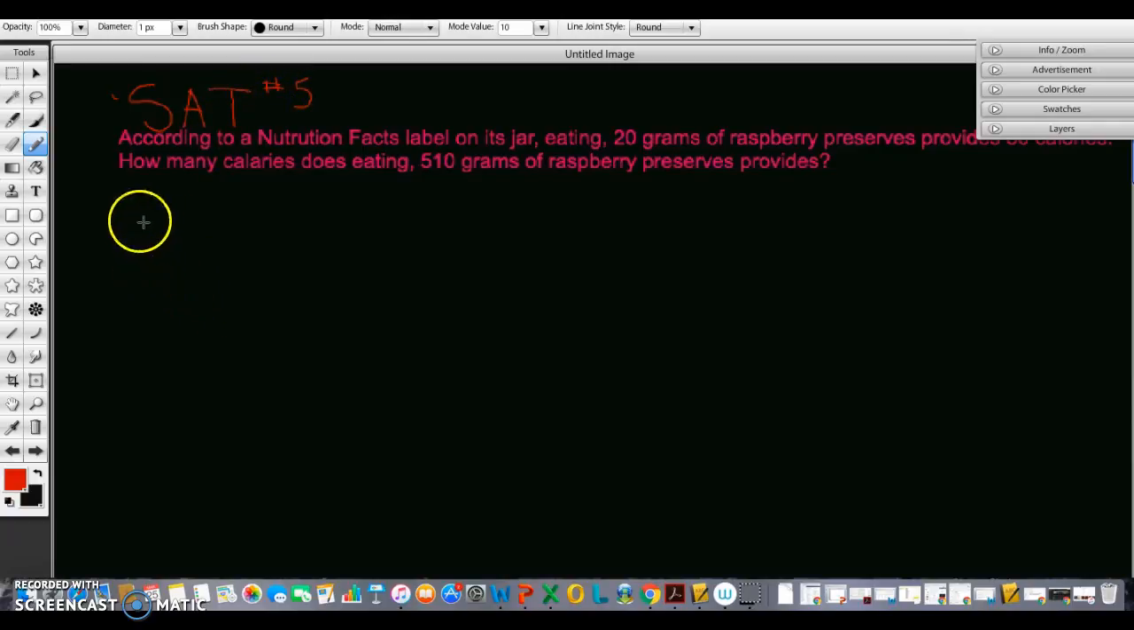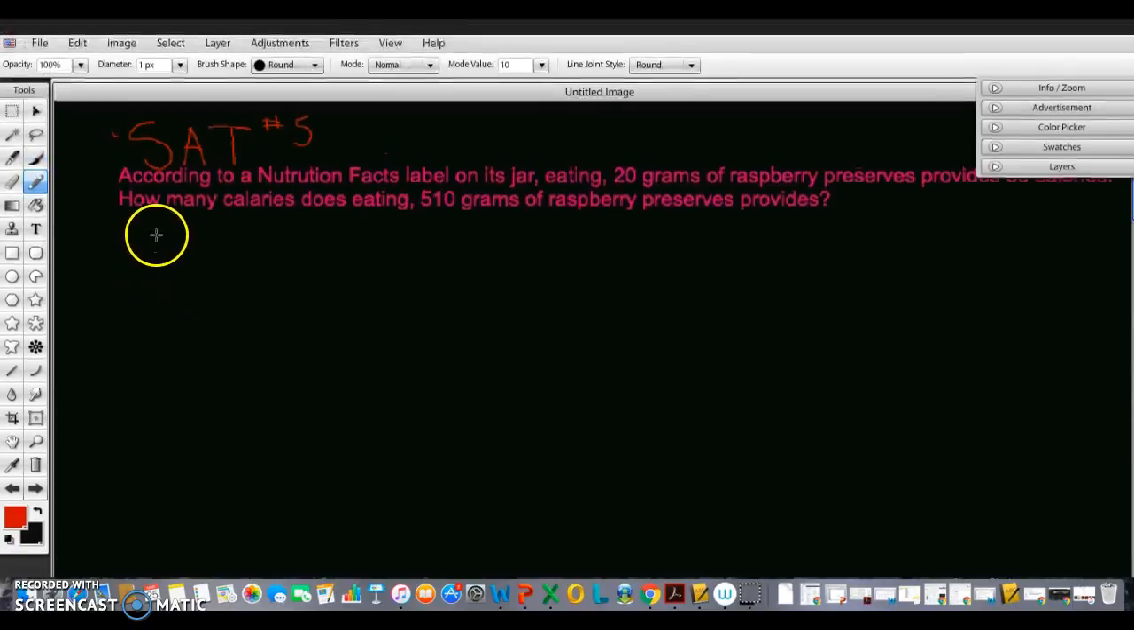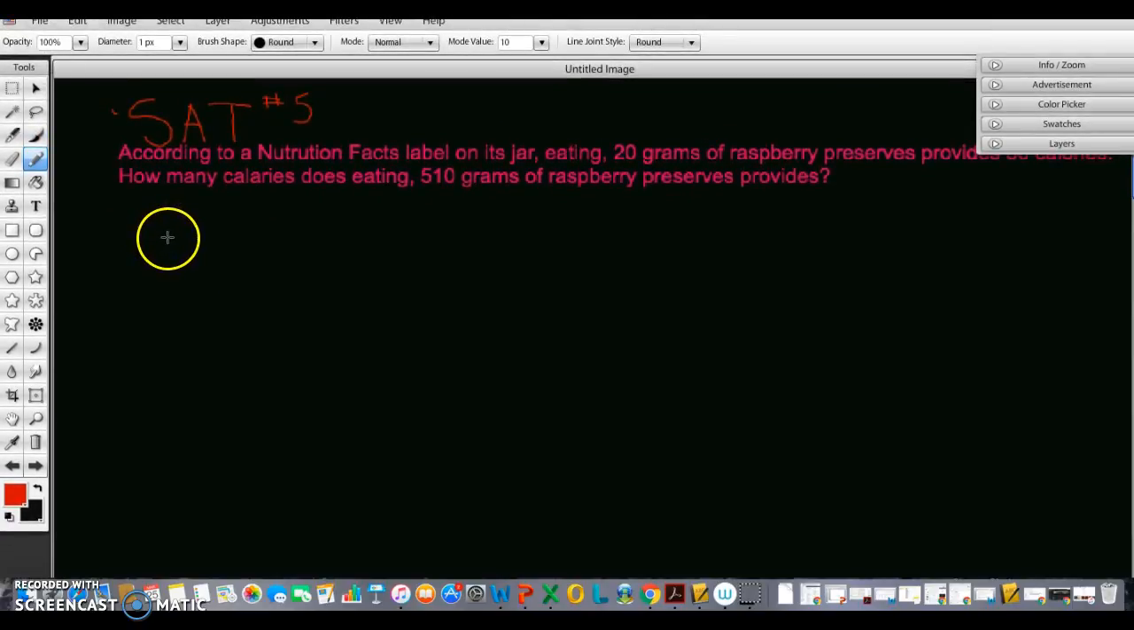All right, and so the question reads, according to the nutrition facts label on its jar, eating 20 grams of raspberry preserves provided 50 calories. How many calories does eating 510 grams of raspberry preserves provide? All right, so this is a conversion problem. So this is the number that we're converting, 510 grams. And this is our conversion factor. 20 grams of raspberry preserves provides 50 calories. So that is our conversion factor.